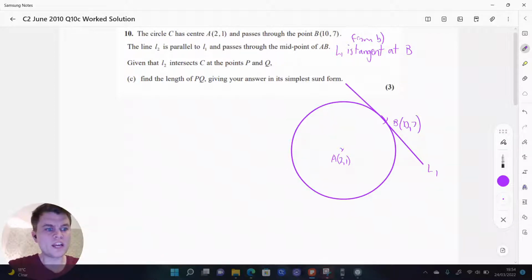It then goes on to say that the line L2 intersects C at the points P and Q, but L2 also passes through the midpoint of AB. So if we just do a little dotted line AB there, and we say the midpoint, we're going to let that midpoint be M, and we're going to have L2 pass through M.